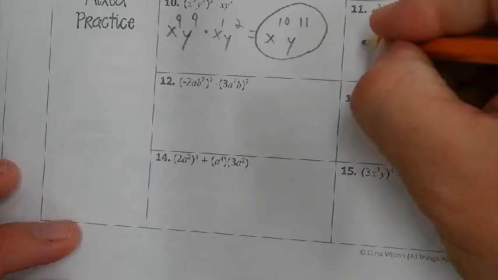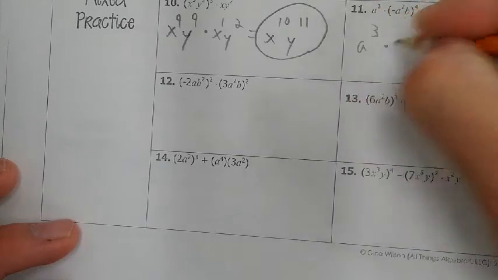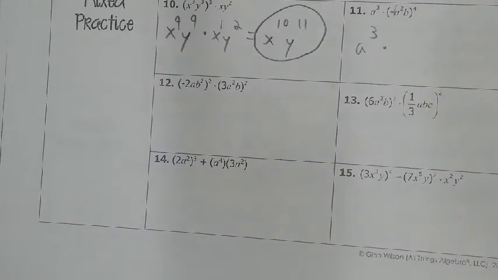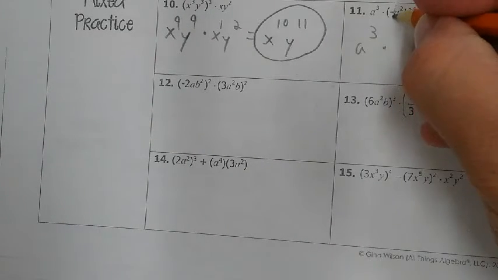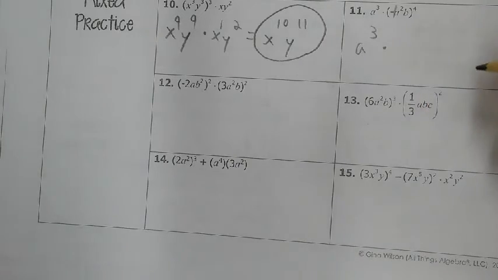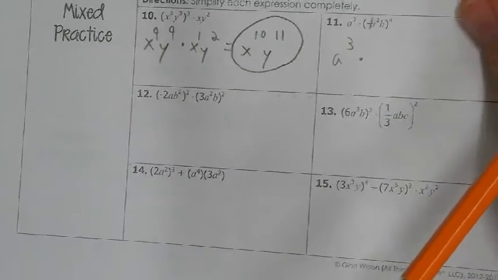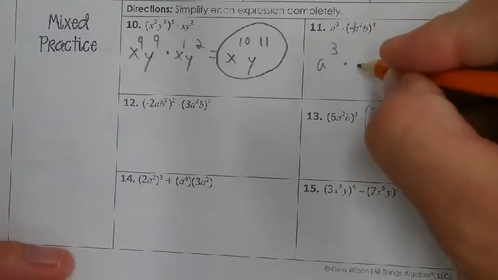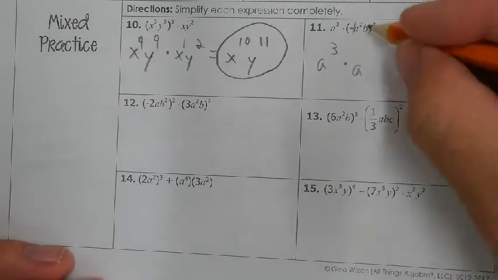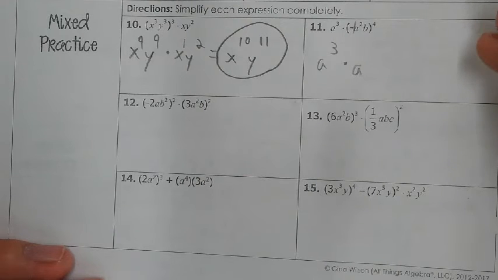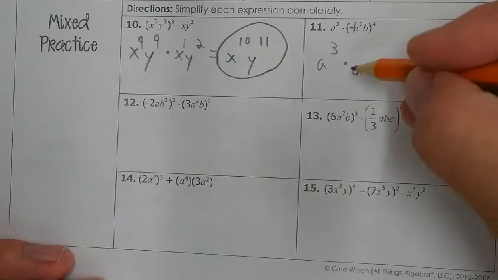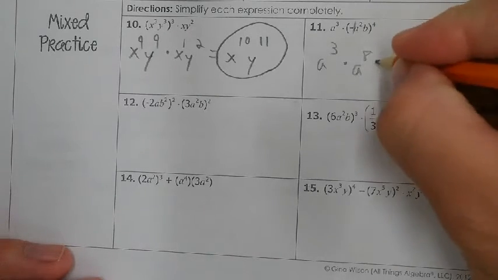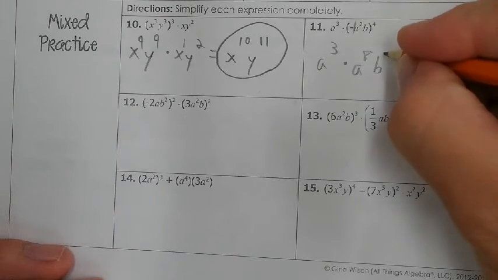Okay, and then 11, 8 to the third times, think of this as a negative 1. What's negative 1 to the fourth power? 1. And then what would our A change to? 8. And B change to 4.